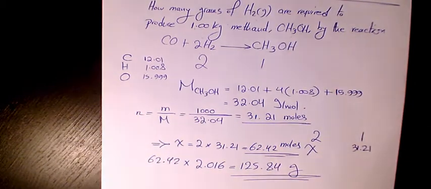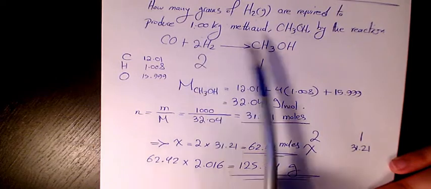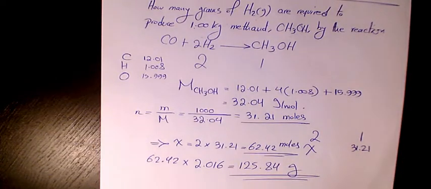So again, when we are dealing with mass, we need to convert it to moles, and based on the stoichiometry and based on the coefficients of these reactants and products, we can estimate the number of moles and then we can convert it to mass again.